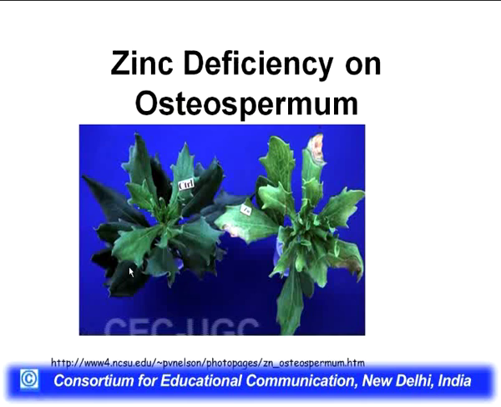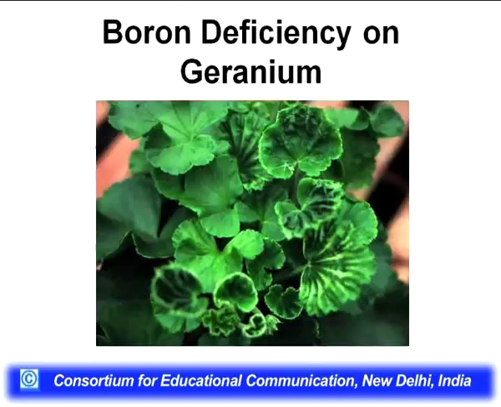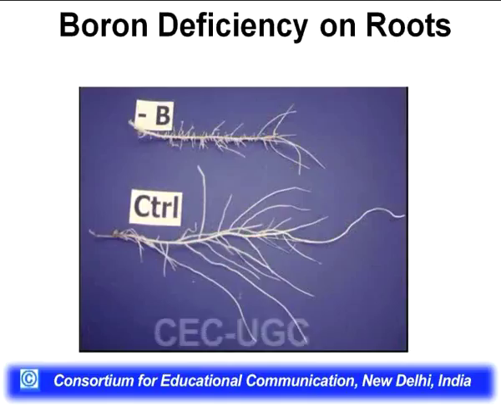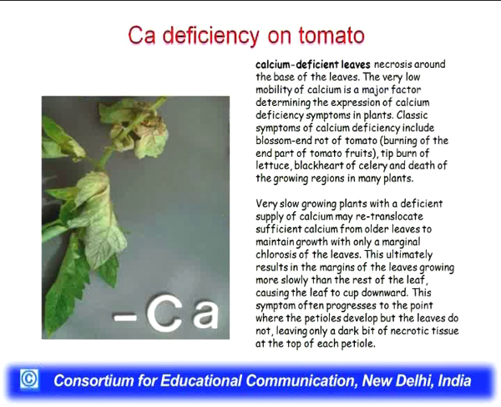Okay, this is boron deficiency on geranium, and boron deficiency on roots. In contrast to phosphate deficiency, where root growth was highly increased in the absence of phosphorus, in the absence of boron root growth is actually reduced. That means boron is maybe positively regulating root growth, compared to phosphorus, where lack of phosphorus actually improves root growth. Calcium is another important macronutrient.